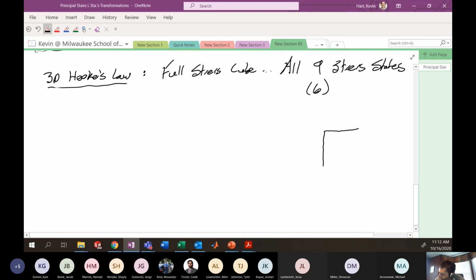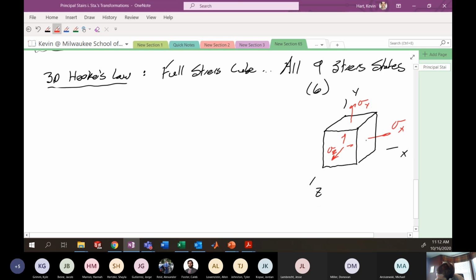So the picture you should have in your head, we've drawn this cube many times. And here you have your xyz. And you have all of your possible stress components. I'm not going to label all the shears here, but you get the general idea. These shear components on the surface. This here would be tau xy. But you know that all these shears exist on this face.